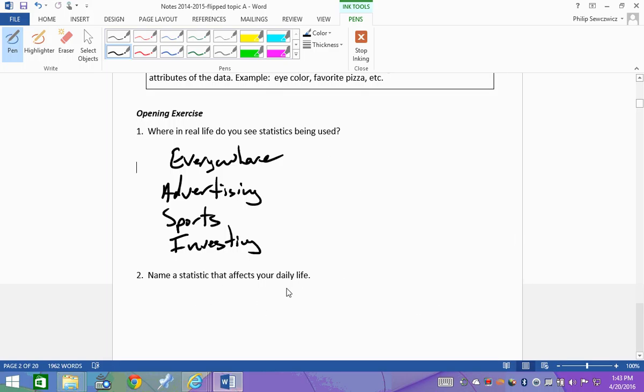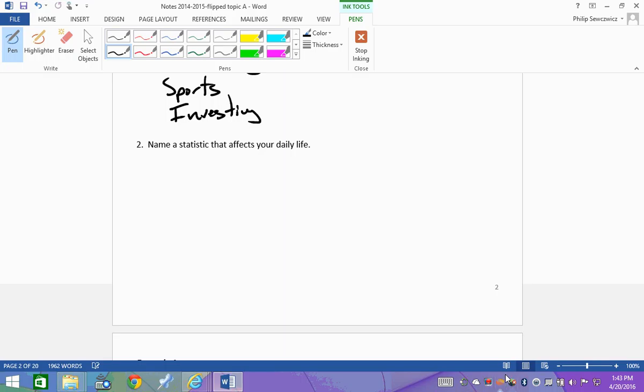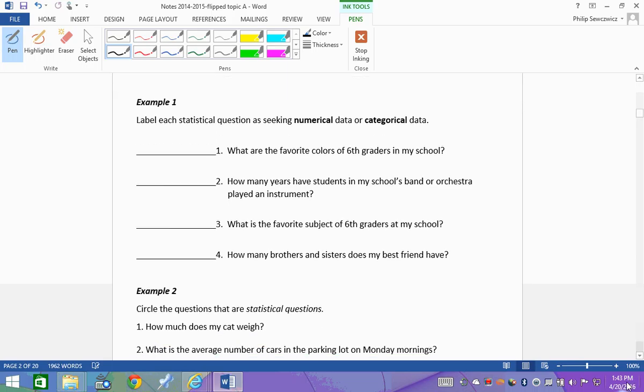So name a statistic that affects your daily life. Well, again, it's going to vary from individual to individual, but a statistic that's going to affect your daily life there: the weather. Different times of the year, we've got better chances for snow versus no snow versus rain. There's an 18 or 20% chance of rain today. They're basing that off statistics about numbers that are there, about a particular model that's there. So lots of different things.